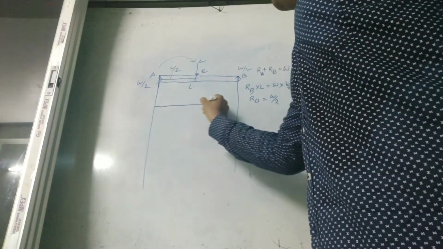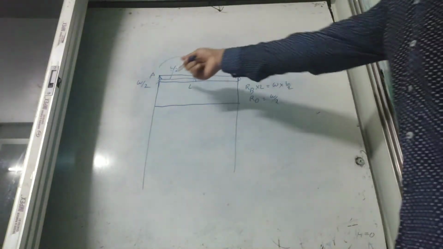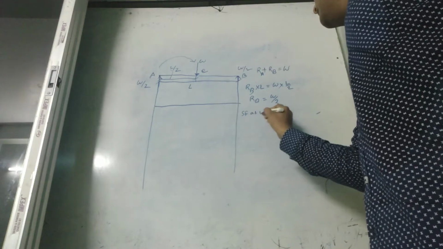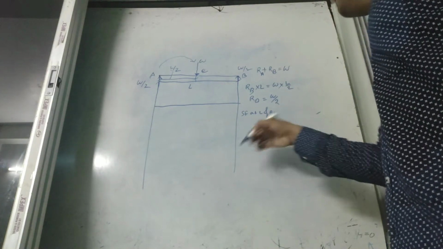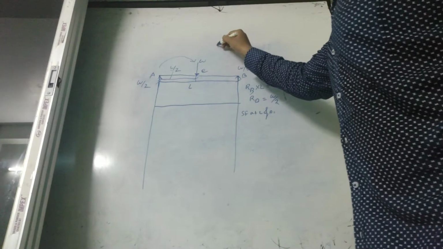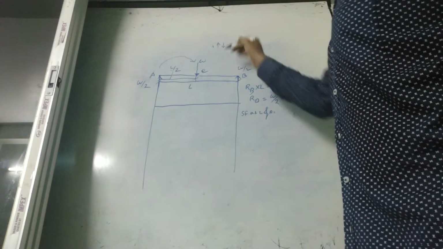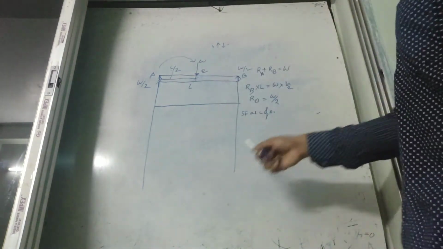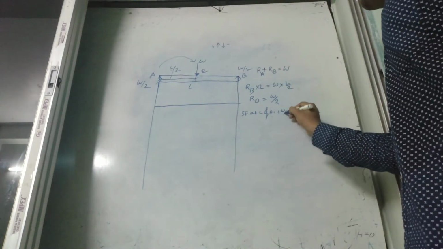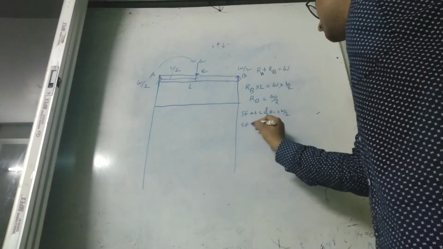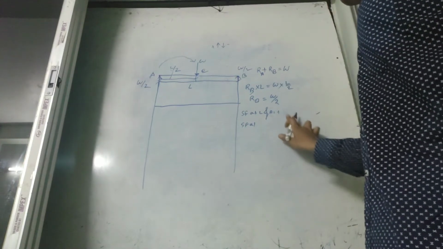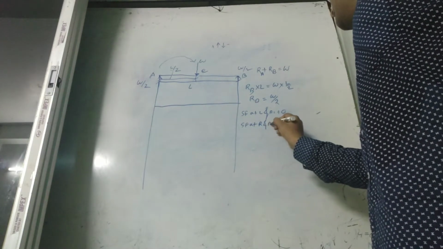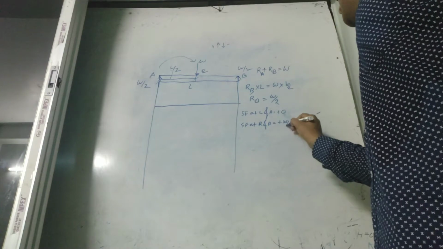This is the line of 0. Now there is W by 2. So the shear force at left of A is upward. I told you that I will use this sign convention most of the time: upward positive, downward negative. The shear force at A is W by 2 given upward. So this is positive W by 2. Shear force means I will start from 0. Okay, shear force at right of A is W by 2.